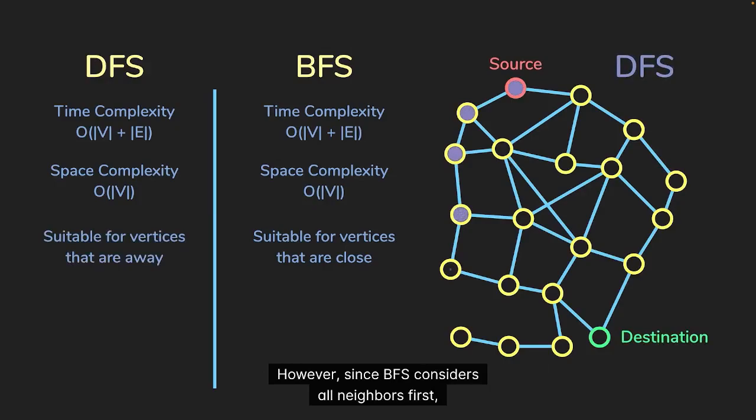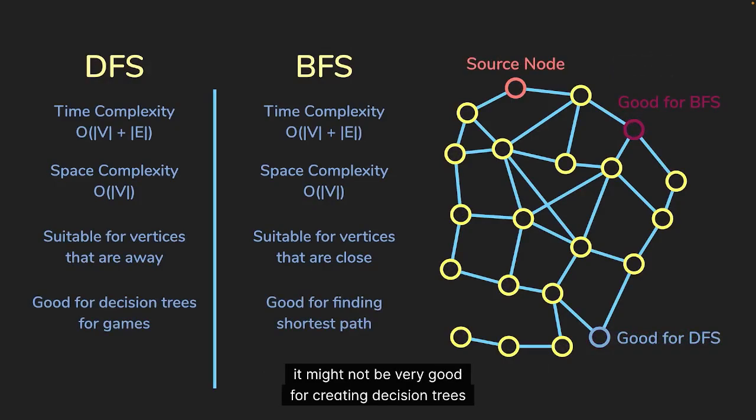However, since BFS considers all neighbors first, it might not be very good for creating decision trees for games like chess. DFS will go deep into a path, and if it finds a winning state, it doesn't need to go on and search for other paths.